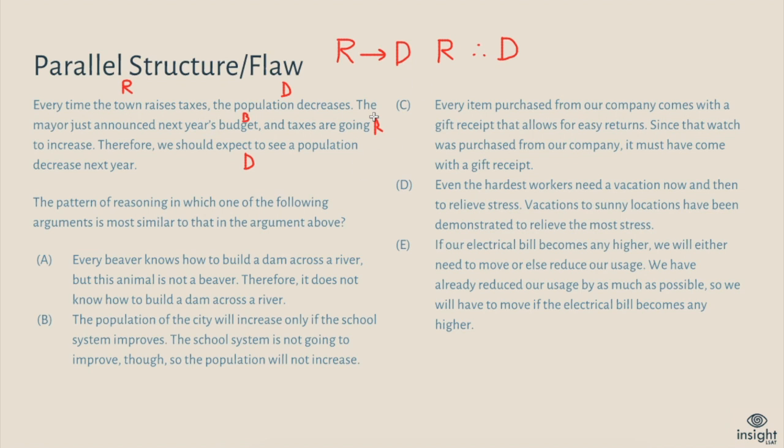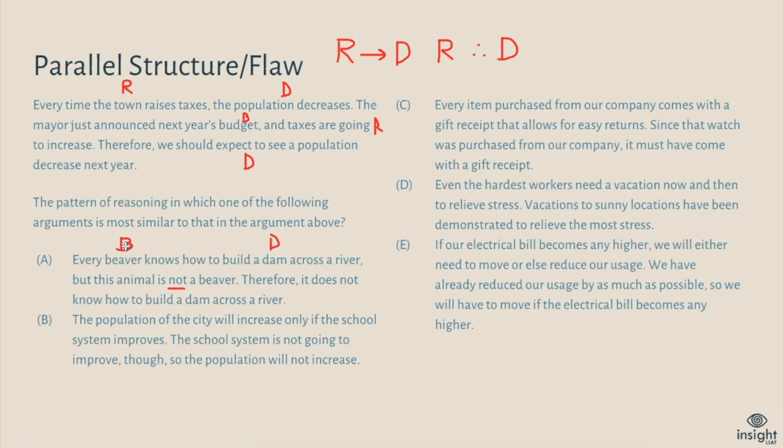Now let's take a look at the answer choices. A. Every beaver knows how to build a dam across a river. Okay, it's a disguised if-then. If something is a beaver, then it knows how to build a dam. But this animal is not a beaver. Wait a minute, not a beaver.